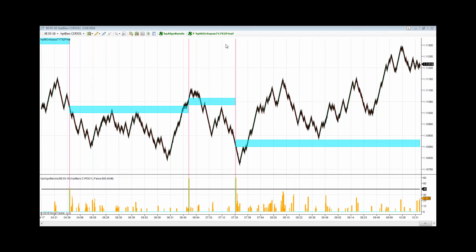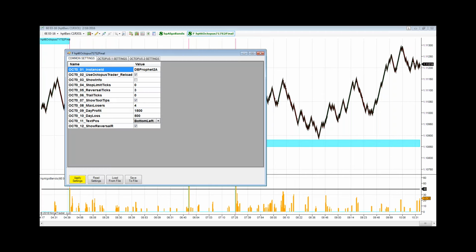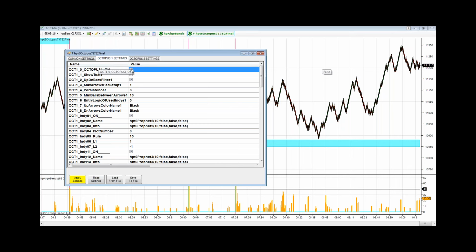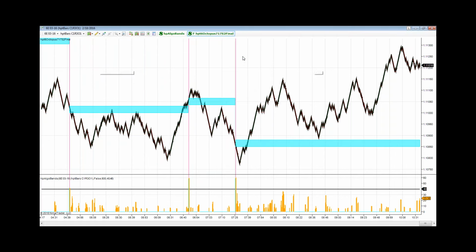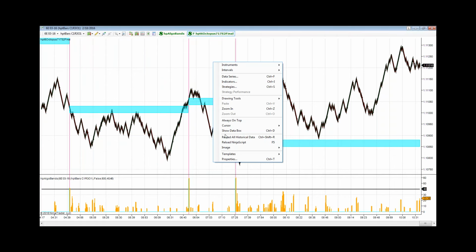All right, so next question is, what's loaded on the octopus? So let's go to the octopus now. What I have is the DB Profit 2A. That's what I've been showing with the NASDAQ. So I'm going to go ahead and activate it on, and I'm going to apply that, and then I'm going to reload it.